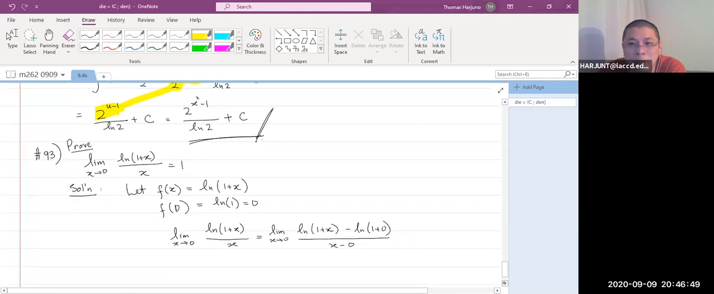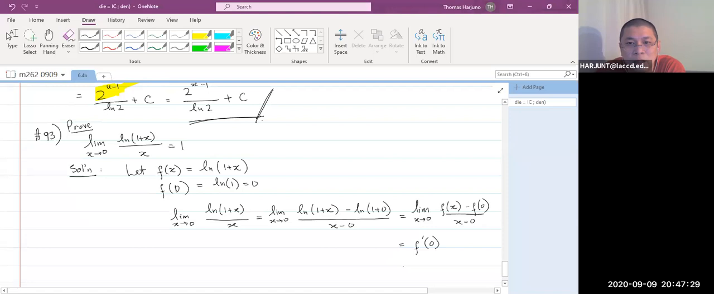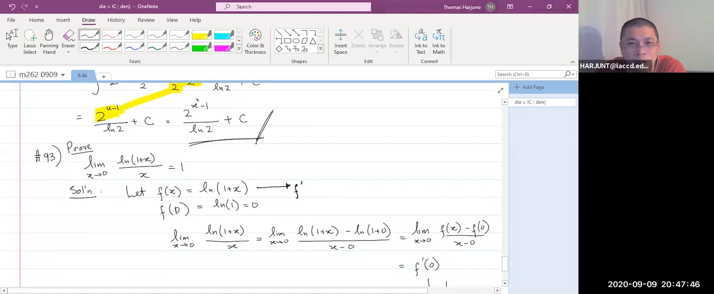Well, anyway, so what happened is, by definition, this is actually the limit. Let me write it down first. This is the limit as x approaches 0 of f(x) minus f(0) over x minus 0. But that is actually the derivative of the function at 0. Right? Okay, now what is the derivative of the function at 0? That is equal to 1 over 1 plus x when x equals 0. That's equal to 1. Okay, because the derivative f prime of x, the derivative of f(x), is 1 over 1 plus x here, right?